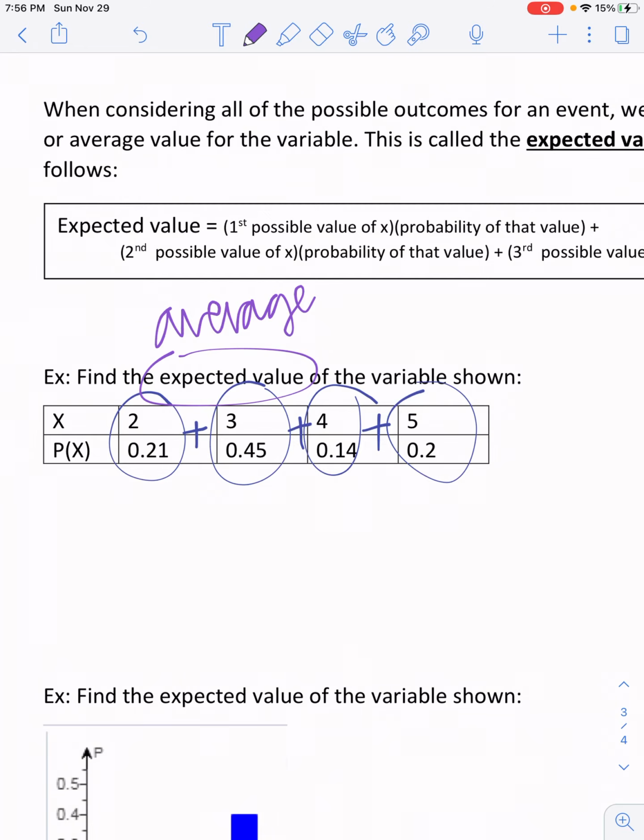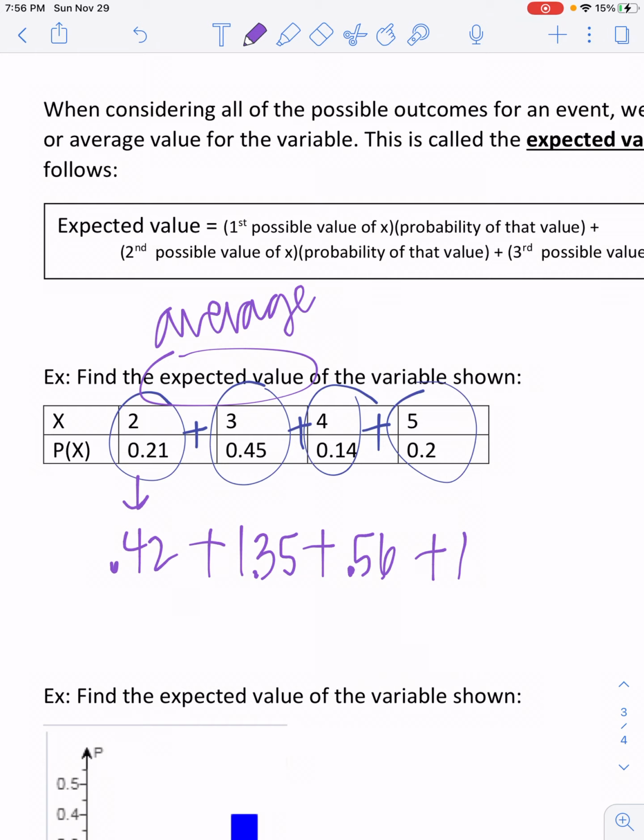And in order to do that, we need to multiply. So if I multiply 2 times 0.21, and I would go ahead and do this in your calculator if you can, I get 0.42. And 3 times 0.45, I get 1.35. It's okay if you get values bigger than 1 here. And if that doesn't make sense, I'll explain it when we get our answer. So I did that for each of them. I multiplied and found my answer.